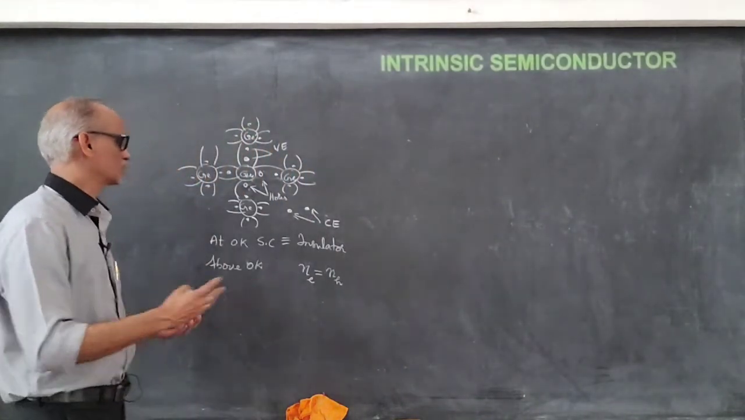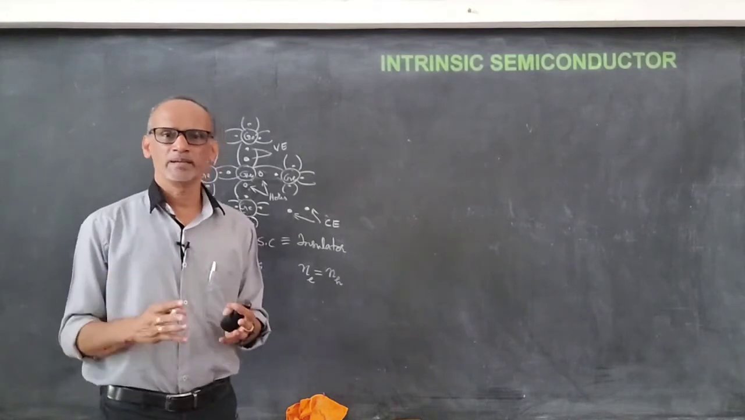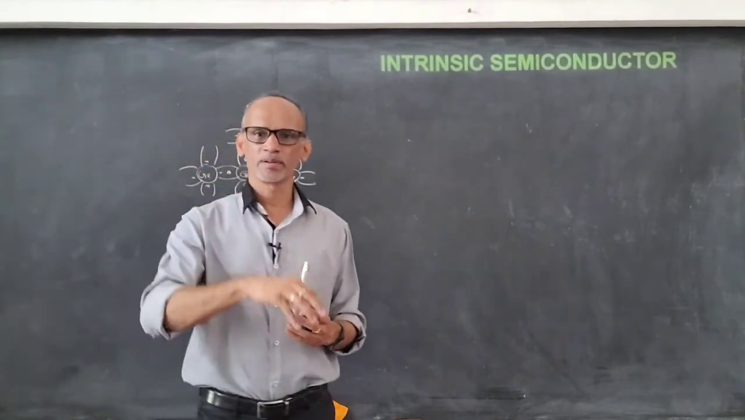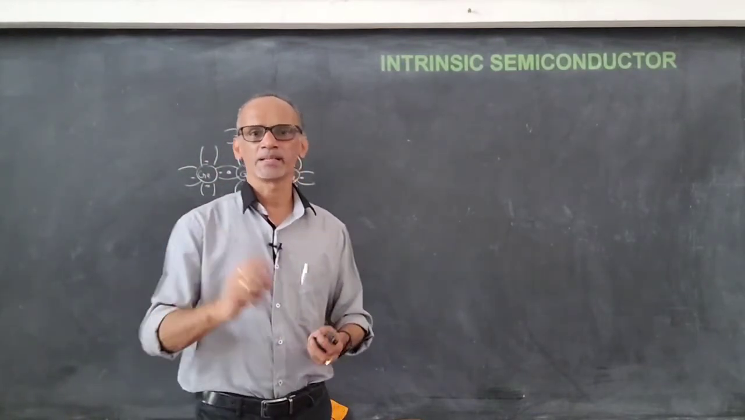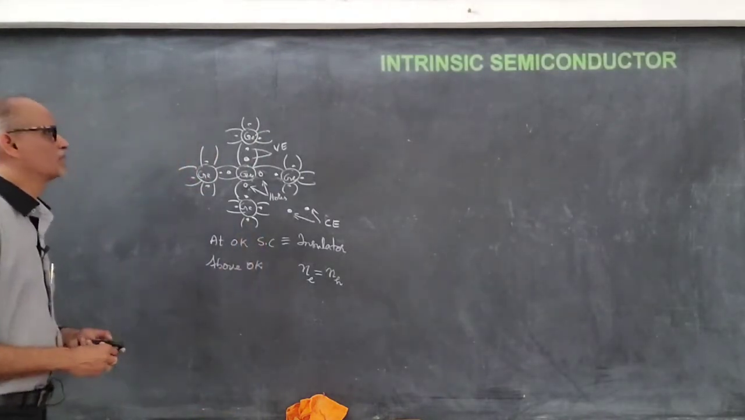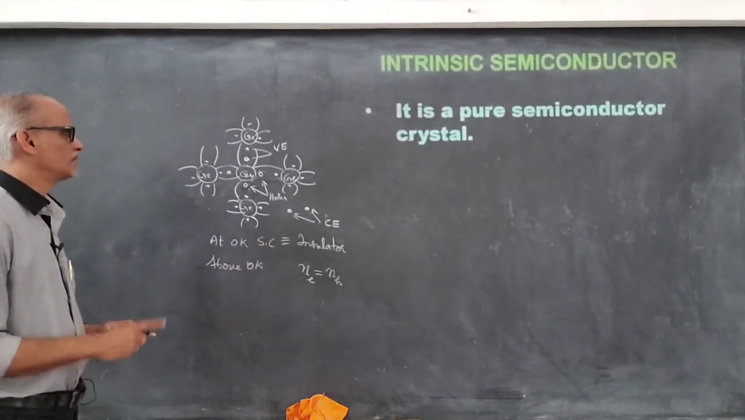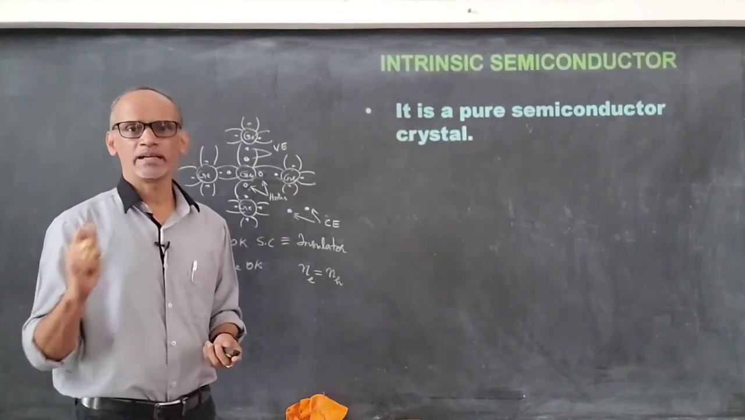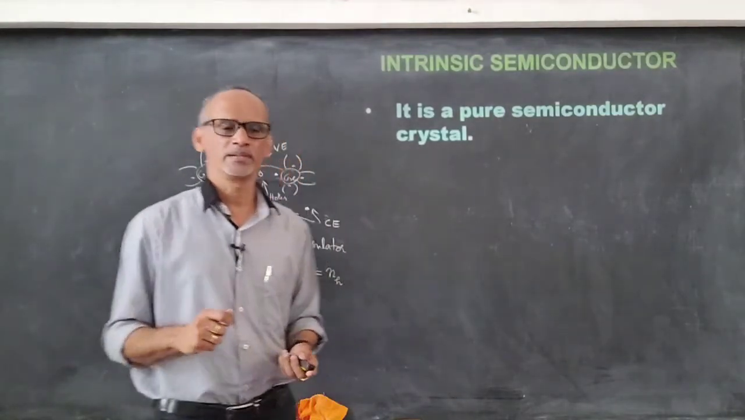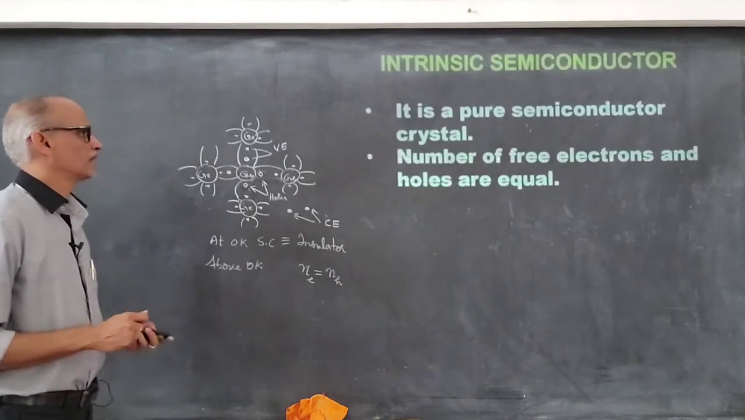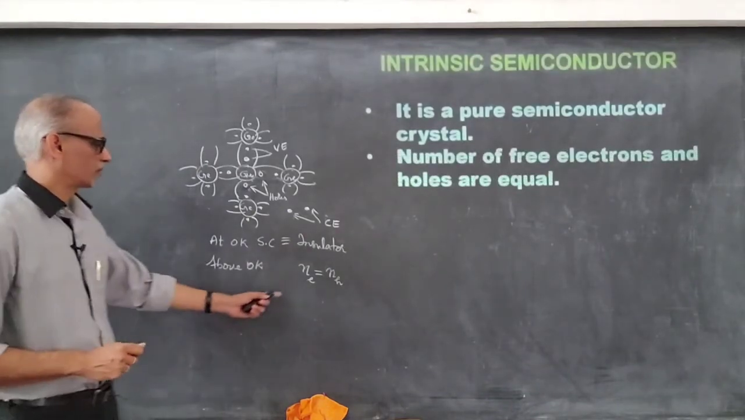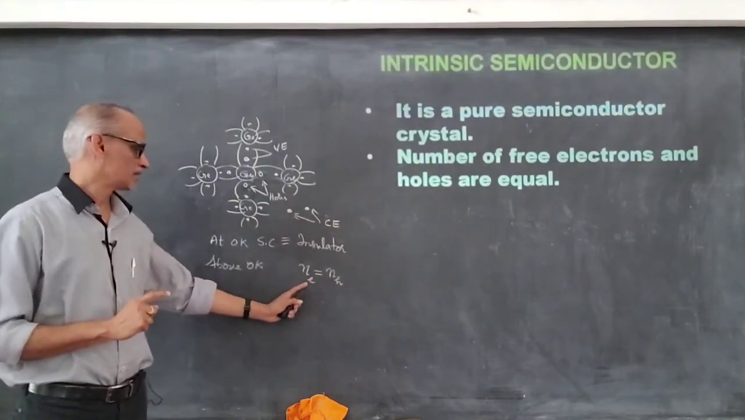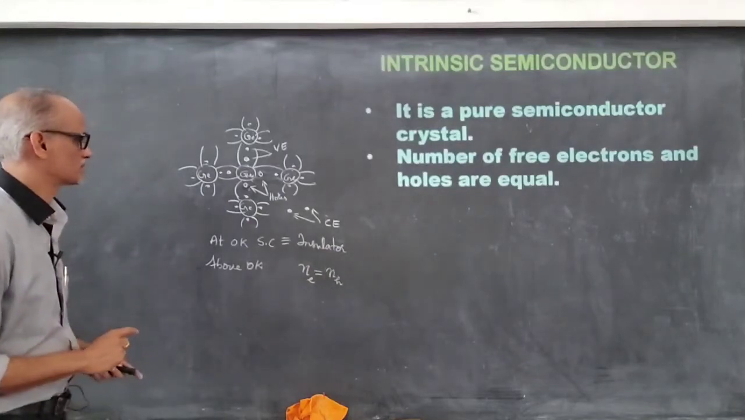So, let us discuss the types of semiconductors that we can achieve: the purest form, as well as semiconductors made by adding some impurities. First, let us go through the properties of the intrinsic semiconductor. First of all, it is a pure semiconductor crystal, the purest form. We don't add any external atoms or impurities to the semiconductor. The number of free electrons and holes are equal. When we say free electrons, we are talking about the conduction electrons, not the valence electrons. So the number of conduction electrons is always equal to the number of holes.